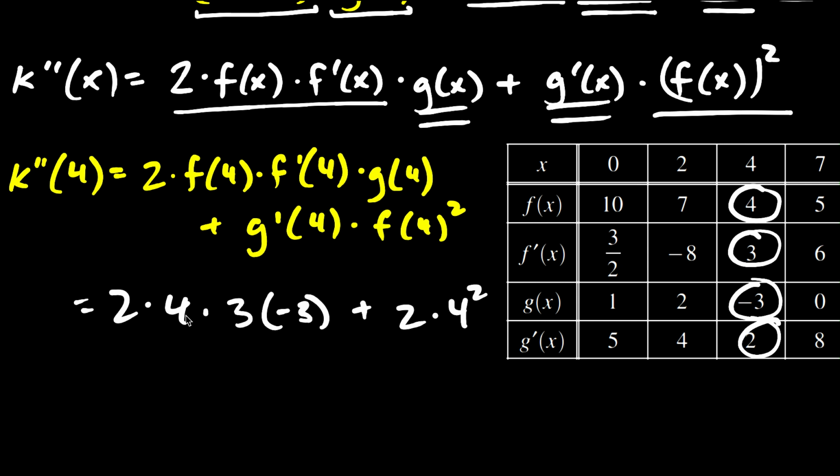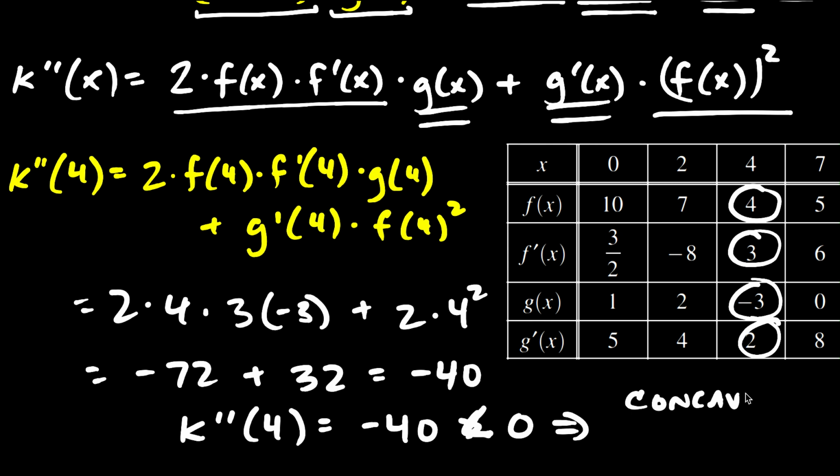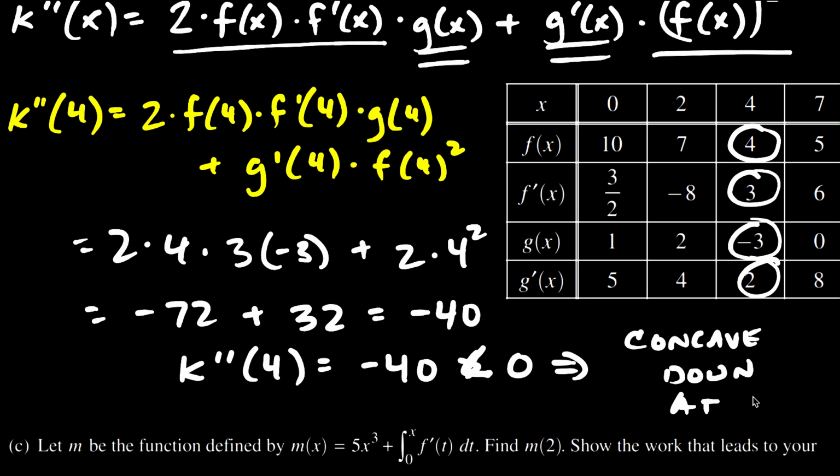We'd have 8 times 3 is 24. We'd end up with negative 72 plus 4 squared times 2. So we'd have 16 times 2. We'd have 32. So we have a value of negative 40. So we now know that the second derivative at 4 is negative 40. And that is less than 0. So since we have a negative value, that implies that we are concave down at x equals 4.